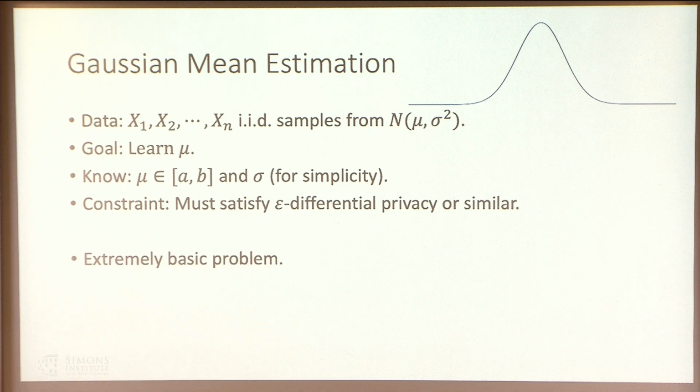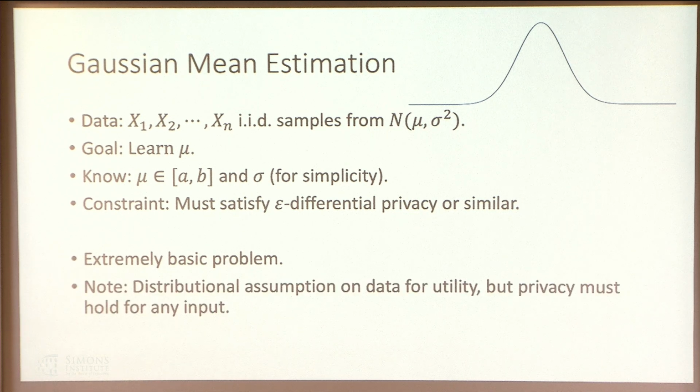Now, I think this is a really important problem because it's such a basic problem. It's really something we should have solved right at the beginning, and that's why I think it's important to study it. Just one note is that the distributional assumption is only there for utility. The differential privacy assumption should still hold in the worst case for any input.